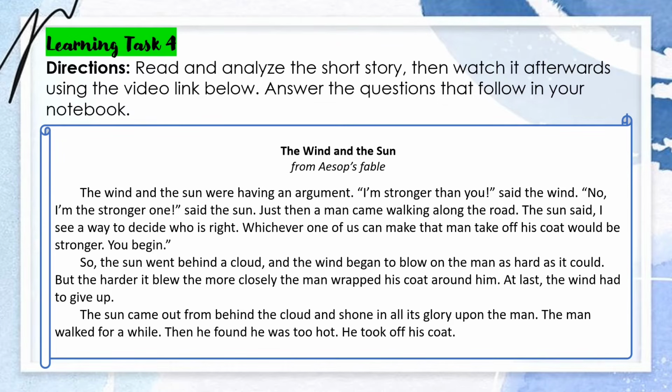You begin." So, the sun went behind a cloud, and the wind began to blow on the man as hard as it could. But the harder it blew, the more closely the man wrapped his coat around him. At last, the wind had to give up. The sun came out from behind the cloud and shone in all its glory upon the man. The man walked for a while, then he found he was too hot. He took off his coat.